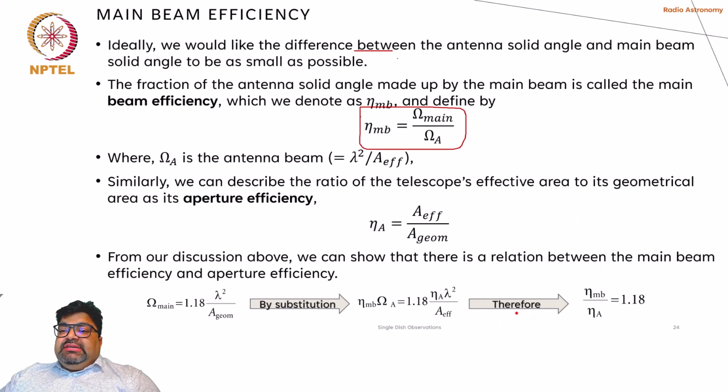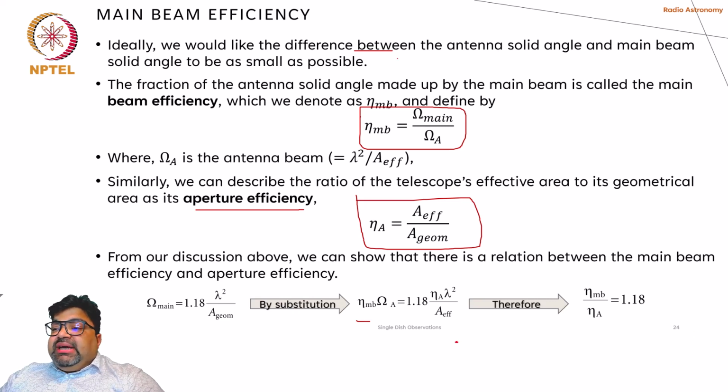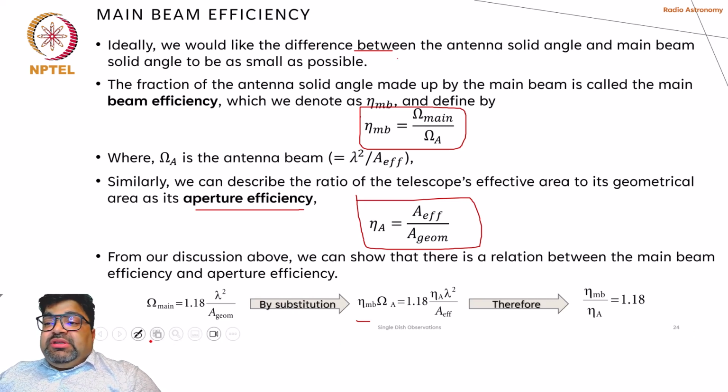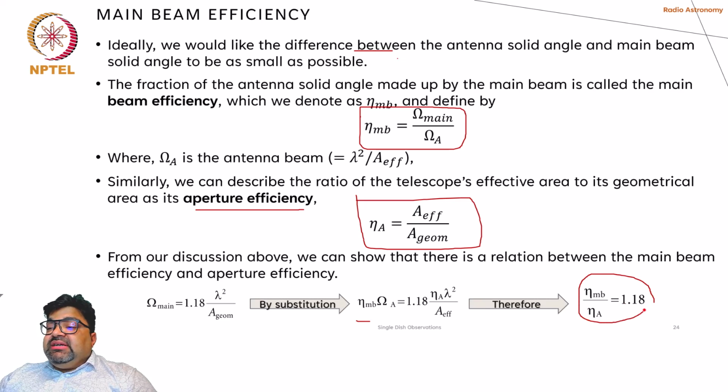It's also linked with the aperture efficiency. There's another thing called aperture efficiency, and that is linked with the effective area over the geometric area. Okay, so those are the two things. If you plug in some numbers for the main beam solid angle and the aperture efficiency, we get that the ratio of the main beam efficiency to the aperture efficiency is about 1.2.